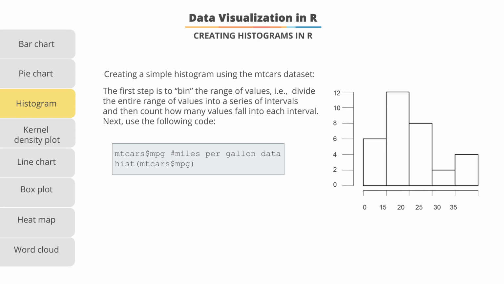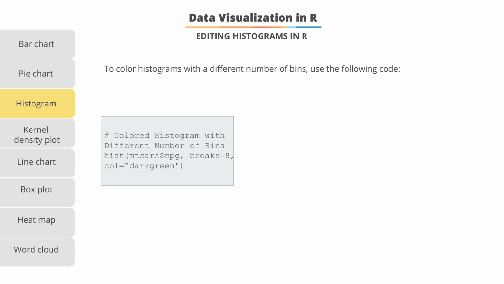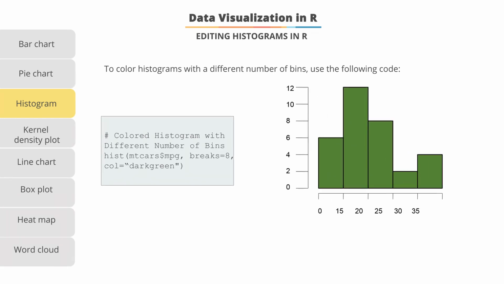So when we graph the histogram of mtcars, you can see what this distribution tends to look like. It applied the x-axis in intervals of 5. And so you can see that the majority of cars get 15 to 20 miles per gallon. Now, to make it more visually appealing, all we did was add the color dark green.